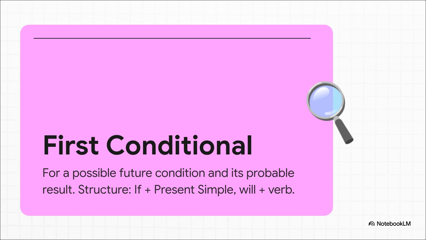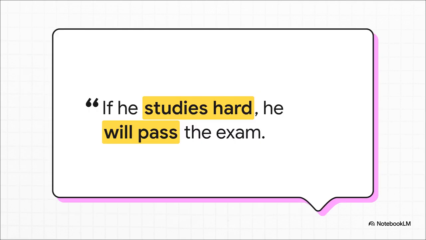The "if" part still uses the present simple, but the result? Bam! We add the word "will". That "will" is your signal that we're talking about a probable future. Think about this one. "If he studies hard, he will pass the exam." Now, is it 100% scientific fact that he's going to pass? Of course not. But it's super likely, right? It's the probable outcome of him studying hard. And that's exactly what the first conditional is all about.